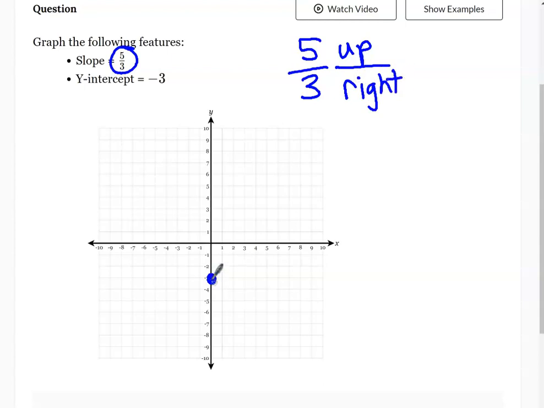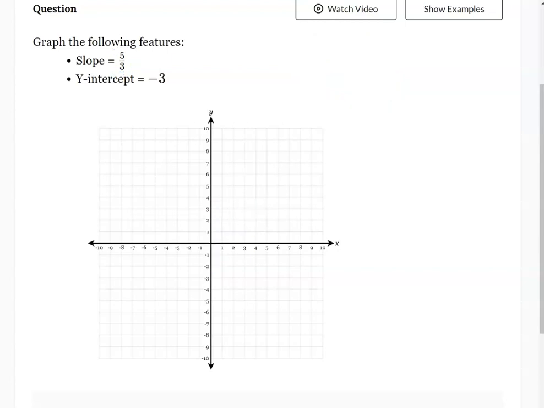So from our initial y-intercept, we're going to count 5 units up and 3 units right. Now notice when I'm counting that I move from one corner of a box to the next. So 1 corner, 2 corners, 3 corners, 4, 5 up, and 1, 2, 3 to the right. That's where I'm going to click my mouse. So -3 is my first point, and then 5 up, and 3 to the right.